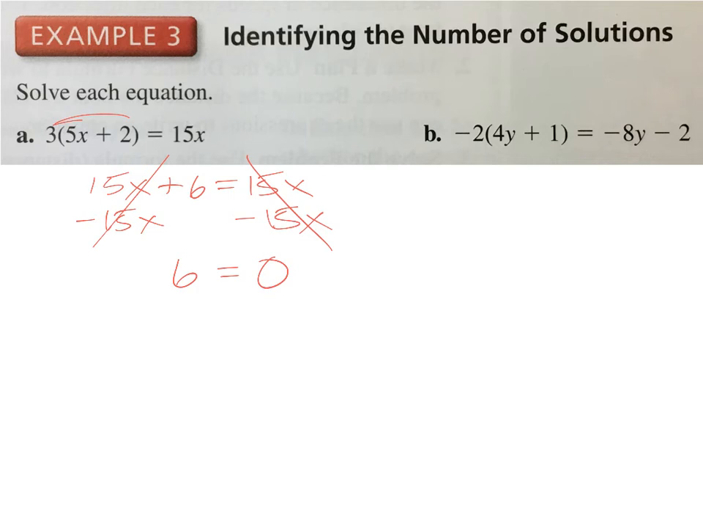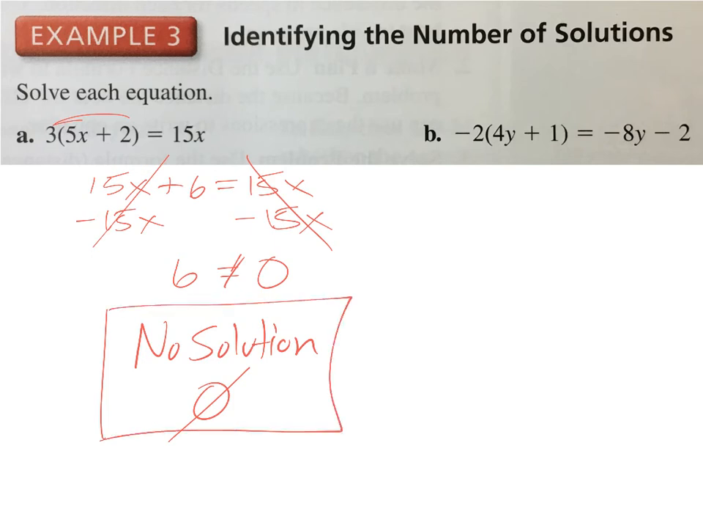Well, does 6 equal 0? No. That's not true. They're not equal. So in this case, your answer is no solution. And here's also the symbol for no solution. It's a circle with a slash through it.